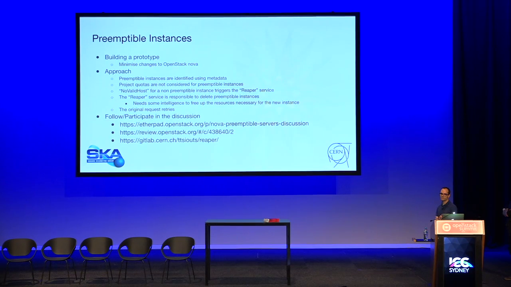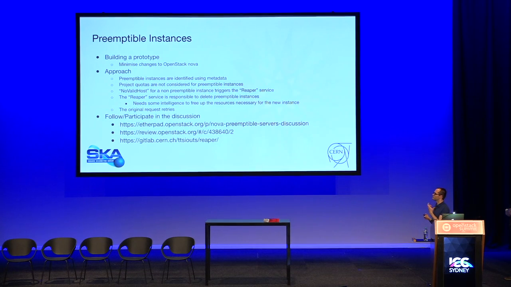So the approach that we started looking at is basically to start identifying instances with a tag saying this instance will be preemptible. So the SLA is very low, and it could be killed if a project needs to fill up its quota.